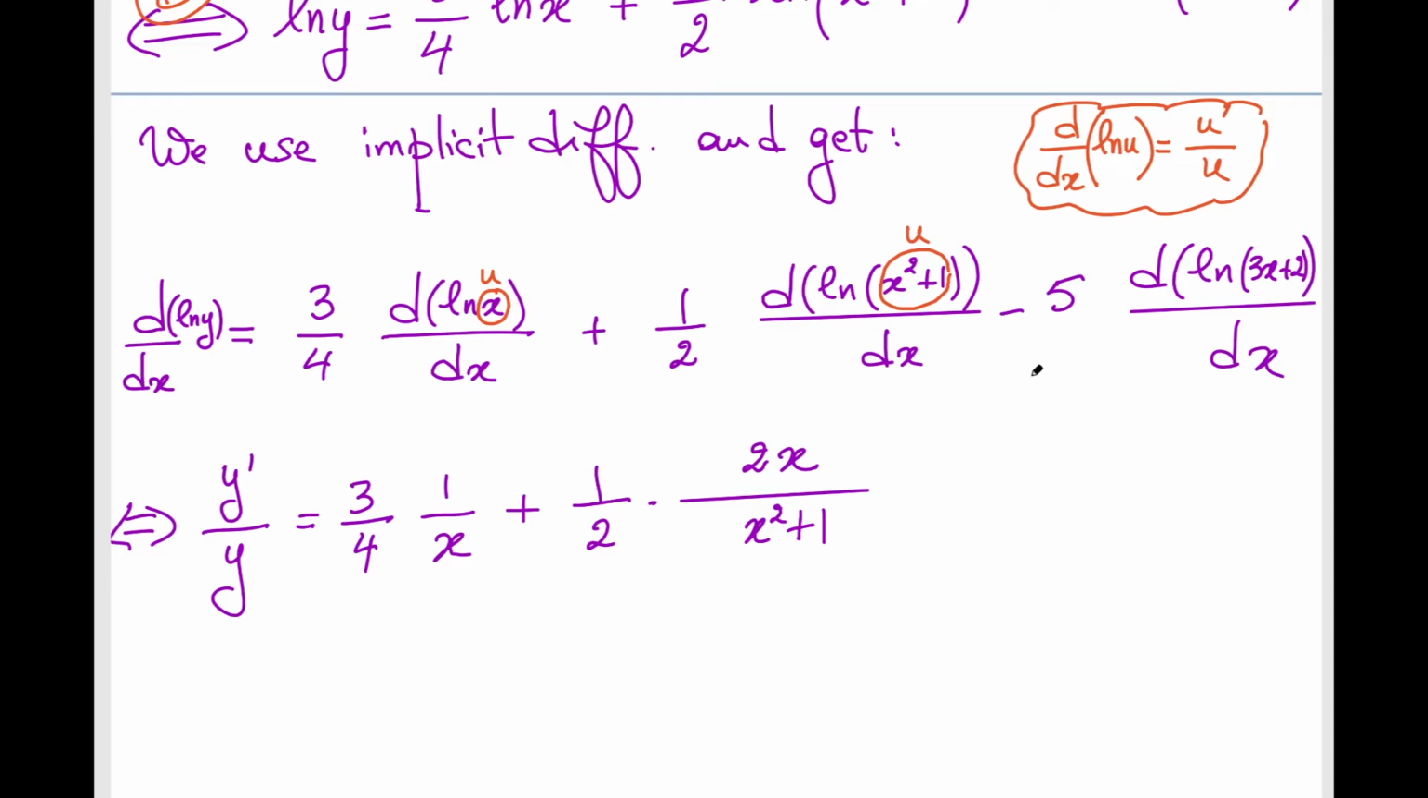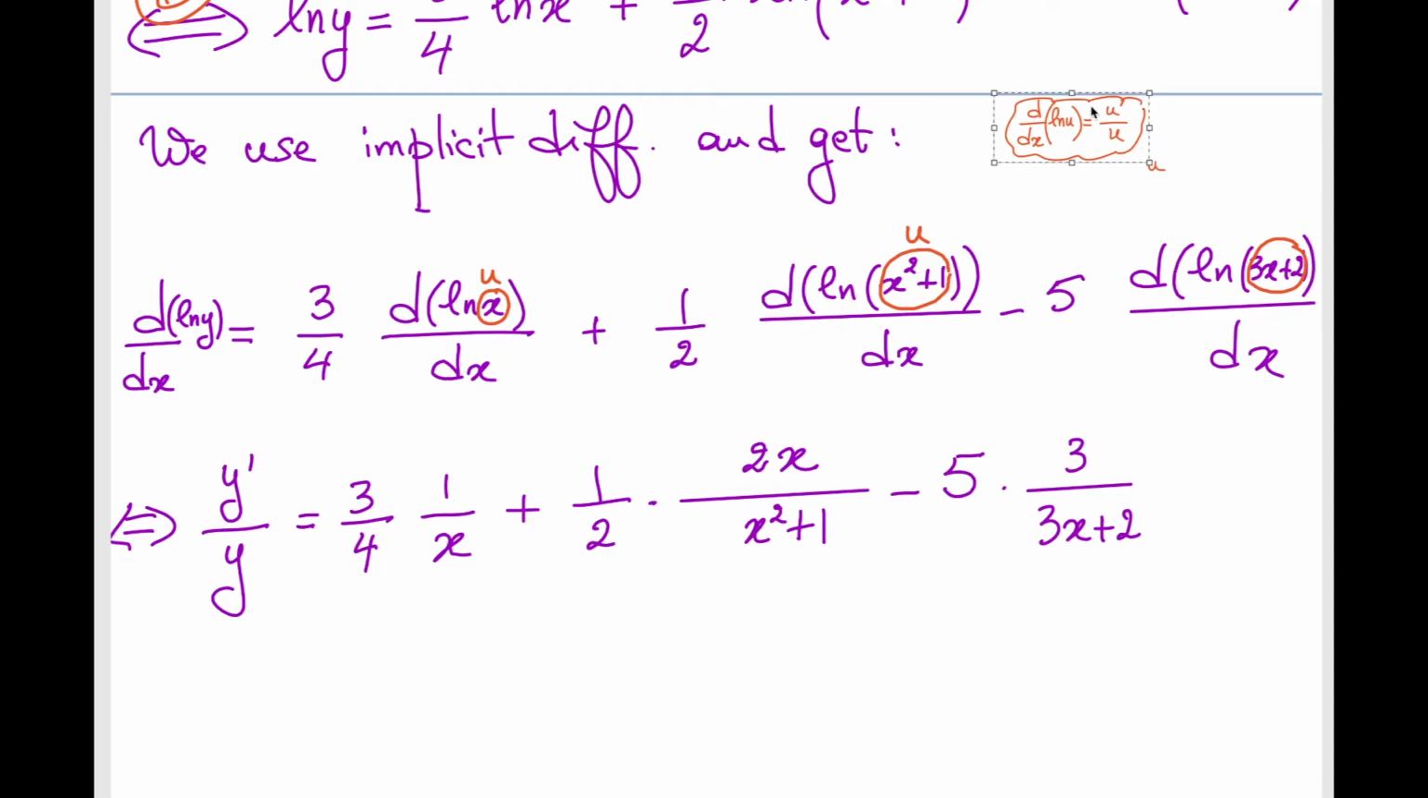Minus 5, who's the u now? That's the u. So minus 5 times u prime over u, and u prime here is 3, right? So 3 over 3x plus 2. Okay? So we use this property 3 times over here. Let me take it for you, place it here, make it smaller.